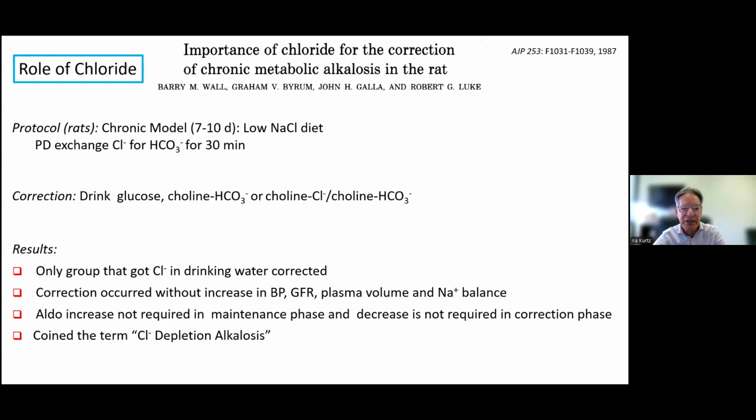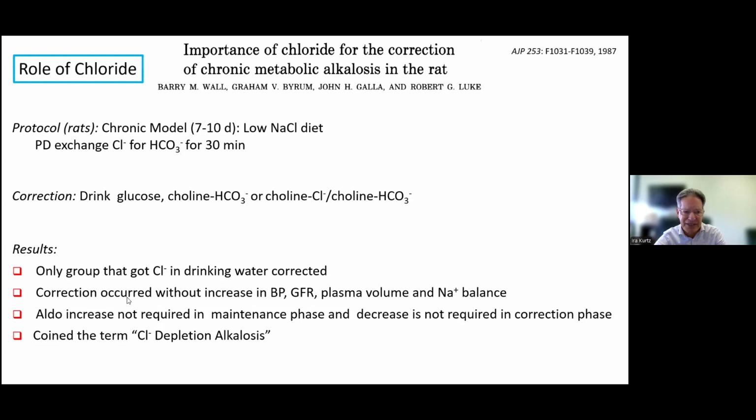And then therapeutically, they gave the animals glucose to drink, choline bicarbonate. Choline is a monovalent cation. It can replace sodium. So no sodium, but bicarbonate, or choline chloride mixed with choline bicarbonate. And it turned out that only the group that got chloride in the drinking water corrected. Getting glucose didn't do anything. Giving choline bicarbonate didn't do anything. And also notice here, there's no sodium. They gave non-sodium salts, and the metabolic alkalosis corrected.